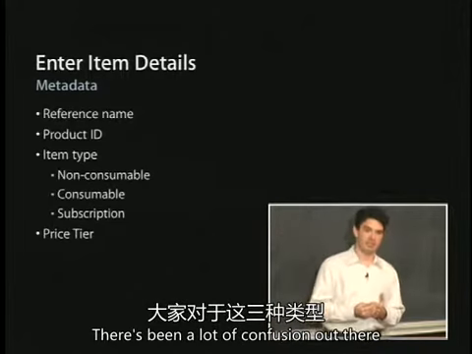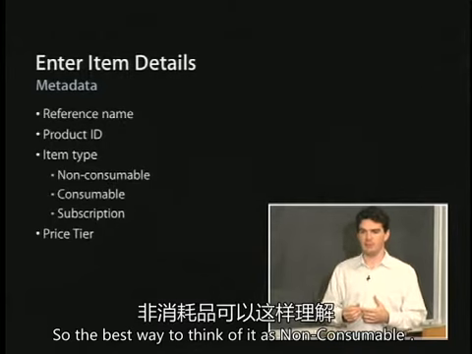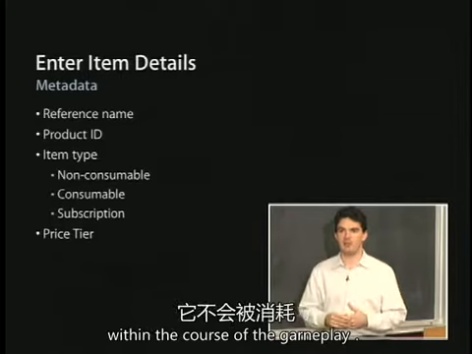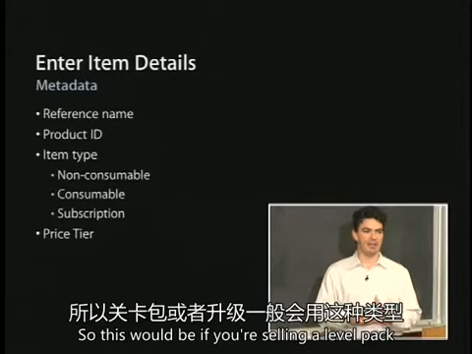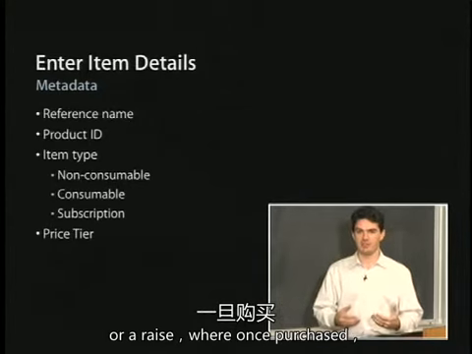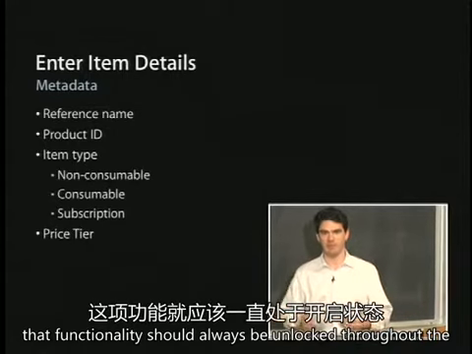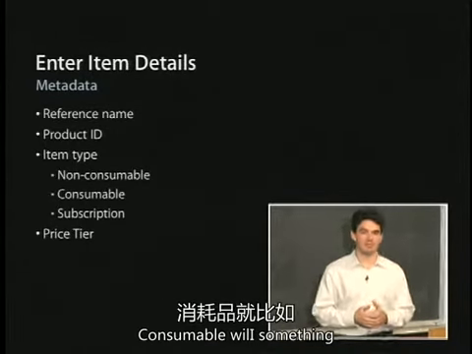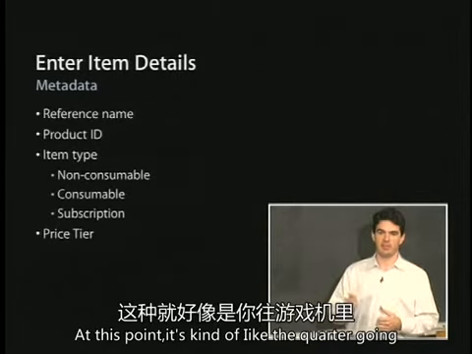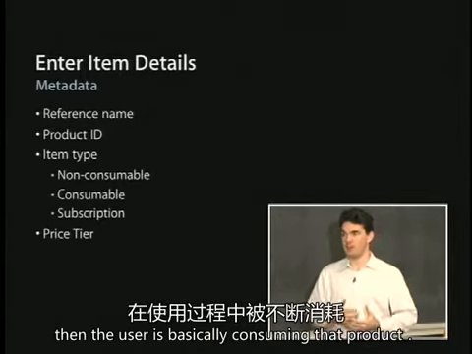Now, there's been a lot of confusion out there over the different types here. So the best way to think of it is non-consumable are those things that the customer would not consume within the course of the gameplay. So this would be if you were selling a level pack or a race where once purchased to unlock functionality, that functionality should always be unlocked throughout the course, even if the user restores. Consumable will be something like you're selling a 100 pack of bullets. At this point, it's kind of like the quarter going into the game machine. You purchase something, and then the user is basically consuming that product.